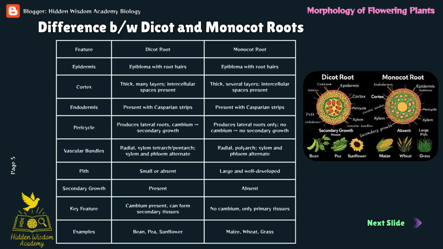Both types have epiblema with root hairs, a cortex with parenchyma, and an endodermis with Casparian strips. The main difference is cambium and secondary growth, present in dicots but absent in monocots. This table will help you remember these key points for exams and practicals.